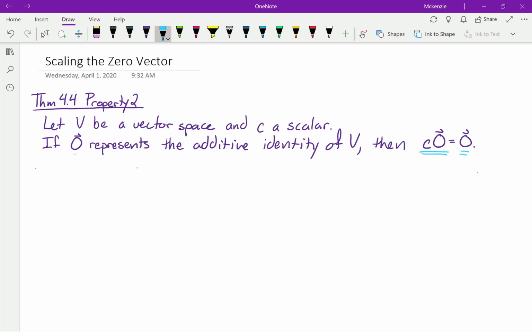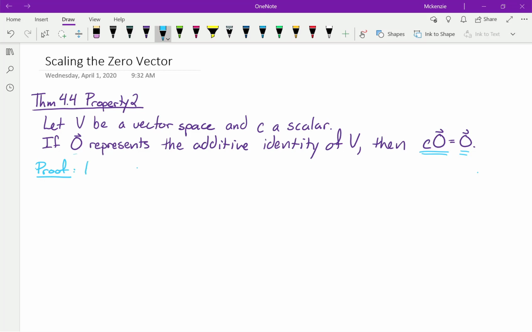However, remember, vectors can be weird things that aren't just lists of numbers. We might have some weird addition defined, we might have some weird scaling going on, and we need to be able to make sure that the zero vector is always the zero vector. Alright, so let's go ahead and prove this.